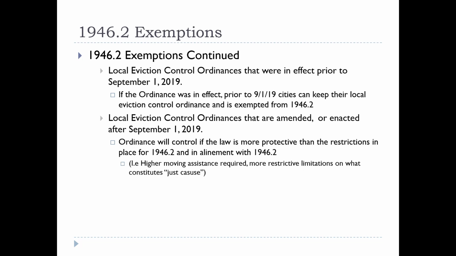Other exemptions that apply to the new eviction control statute from California: if your city or county or your local municipality has an eviction control statute in place prior to September 1st, 2019, you have to follow the local eviction control ordinance if it's in effect before September 1st of this year. Now if that ordinance is enacted after September 1st, 2019 or modified in any way, the law says that the local ordinance must be more restrictive than the provisions in 1946.2. So for cities that want to enact their own eviction control that is less protective than state law, you're out of luck. You're going to have to be more restrictive than California's state statute. So just be aware of that.